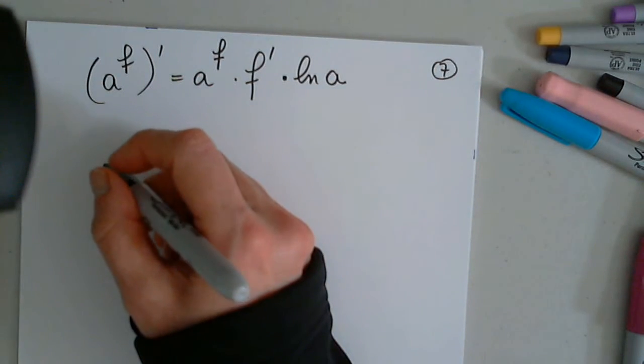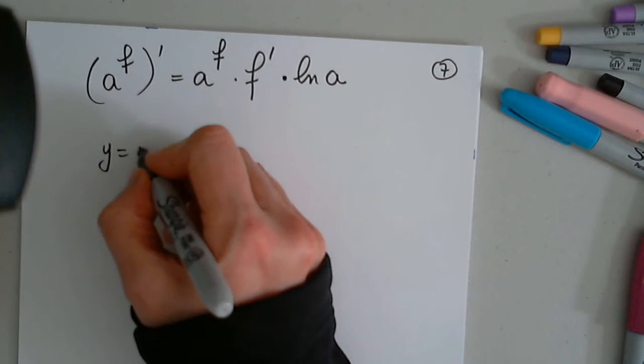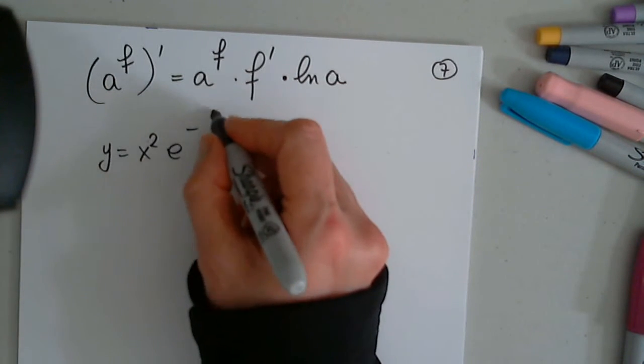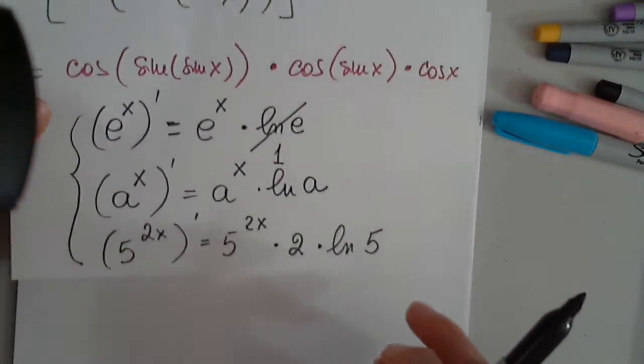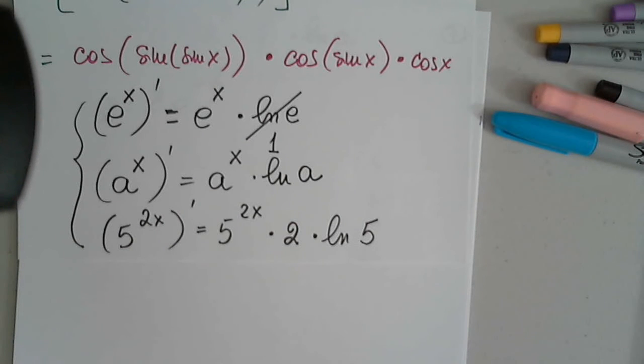Okay, so I would like to look at y equals x squared e to negative 1 over x first. And then we're going to choose a problem like that. Sorry, can I see the last page? Yes, of course. Any questions about the chain rule so far? Okay, thank you.